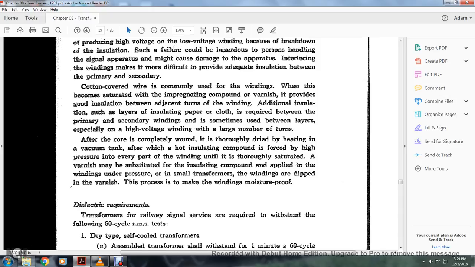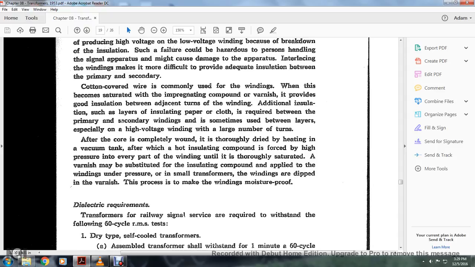Cotton covered wire is commonly used for the winding when this has become saturated and impregnated with compound. The varnish is to provide a good insulation between the adjacent turns of the winding. Additional insulation, such as layers of insulation paper or cloth, is required between the primary and secondary windings, sometimes used with layers, especially in high voltage windings with a large number of turns.